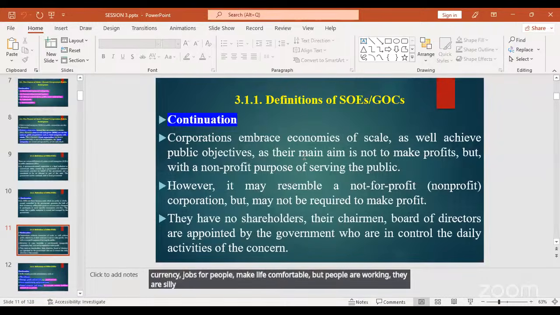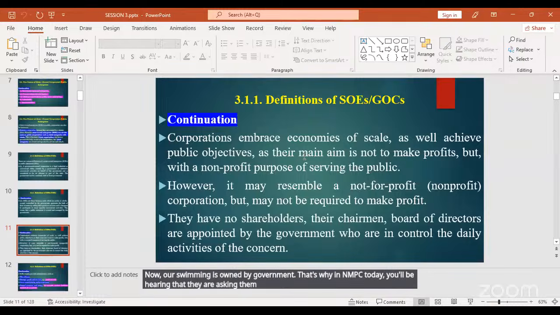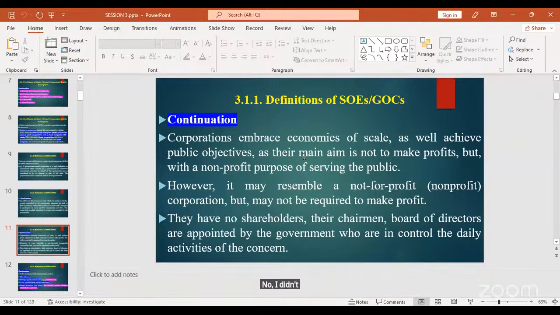Now, assuming it's owned by government, that's why in NNPC today, you'll be hearing that they are asking them to account for 20 trillion and there's no way to account for it. Dangote will not allow it to happen in his business.